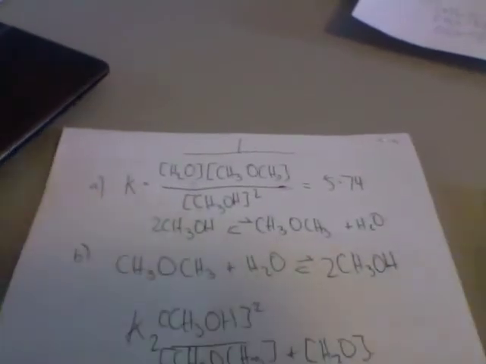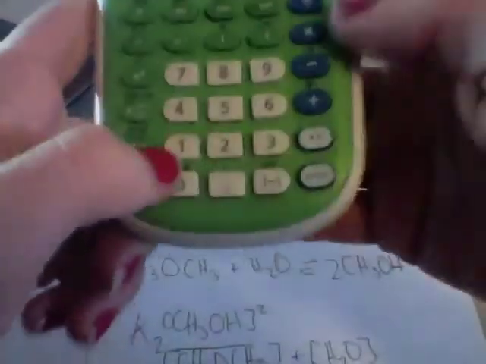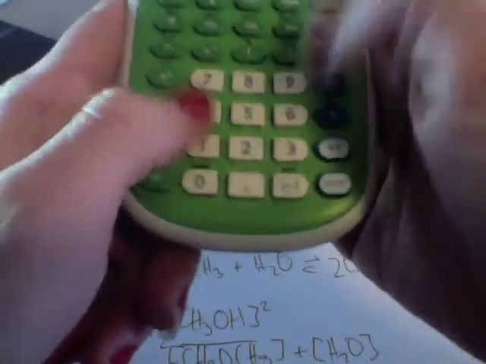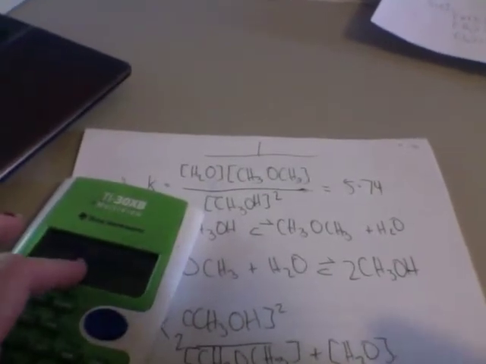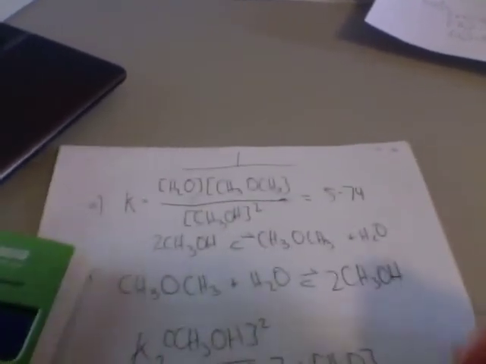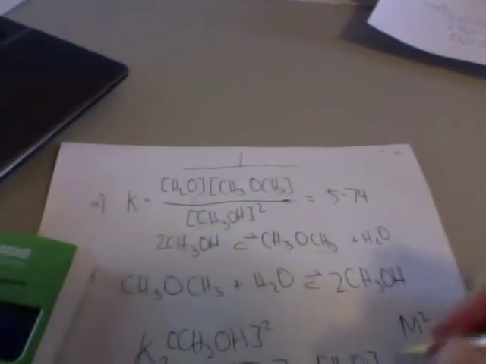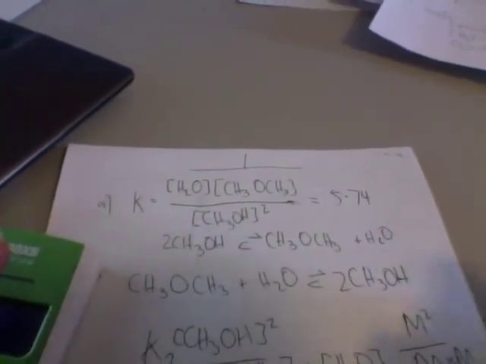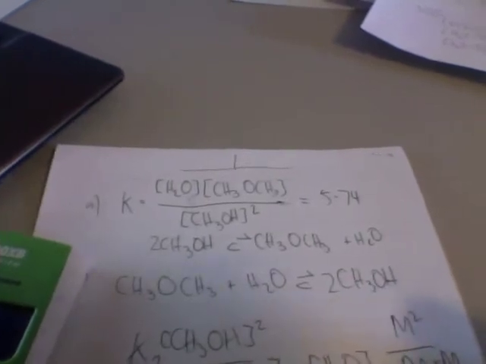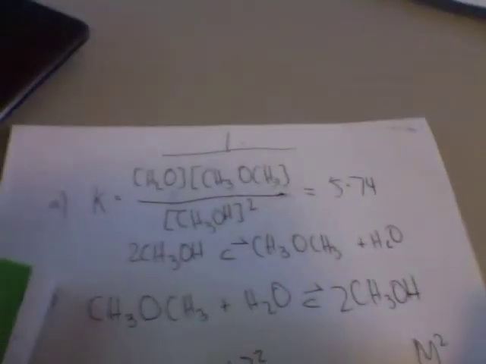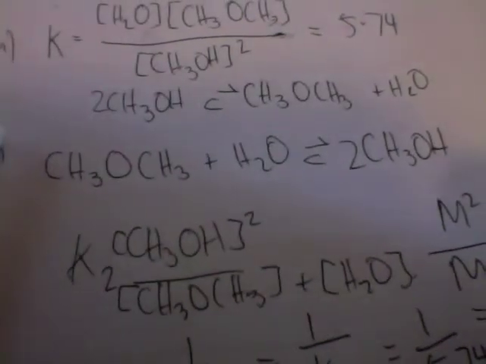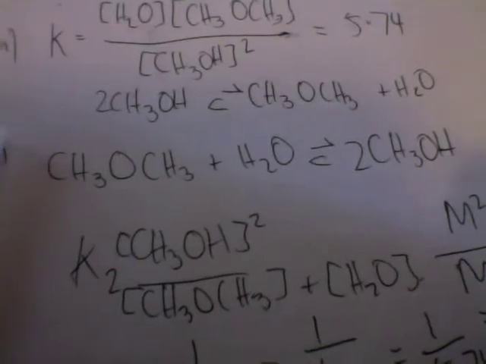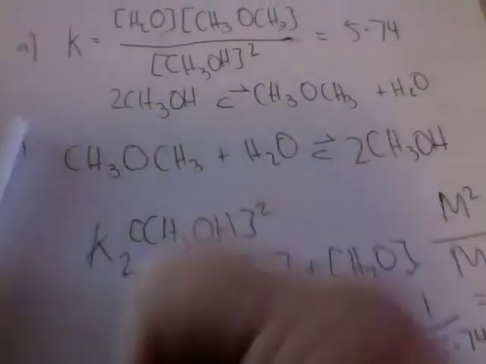As I said, when you reverse the reaction, you have to do the inverse. Equals, to 3 significant figures, 0.174. Does it have any units? No, because it's M squared divided by M times M, equals M squared divided by M squared. They cancel out. So, answer. And 69% of the state got that right. Okay, C.